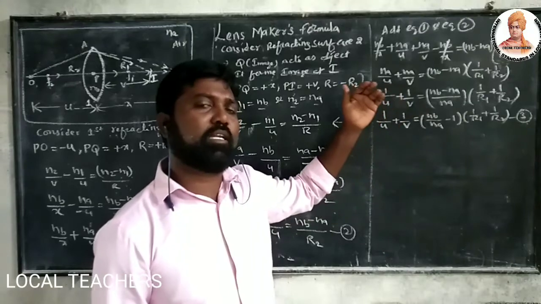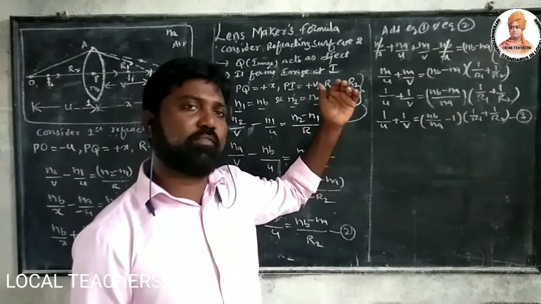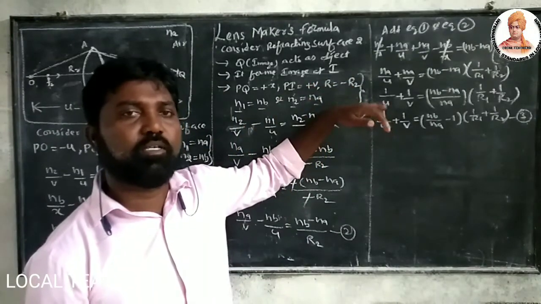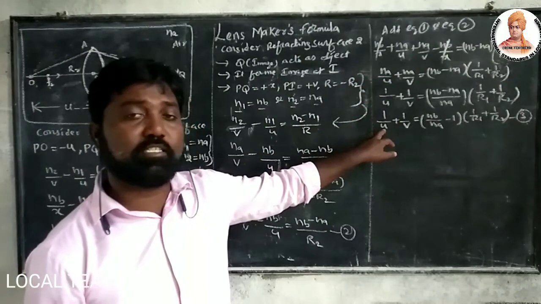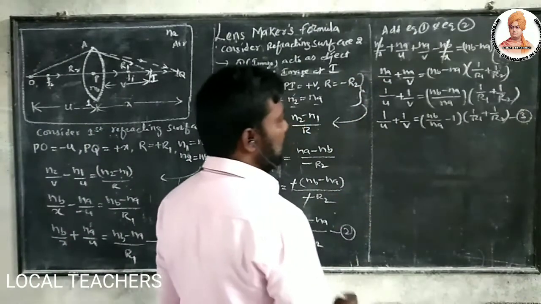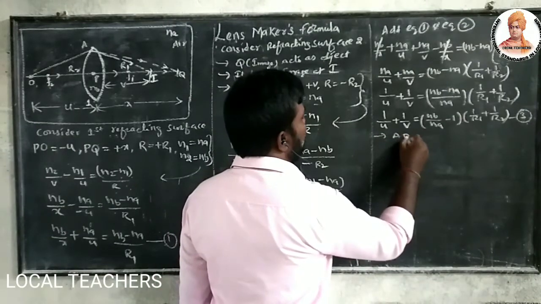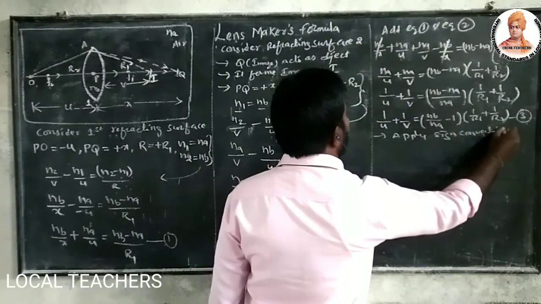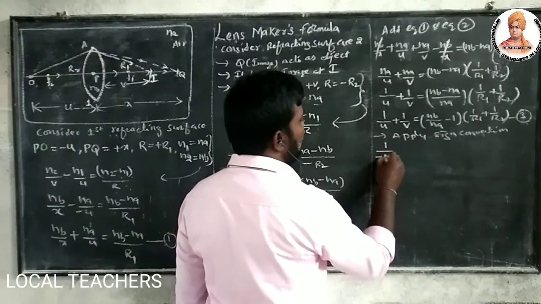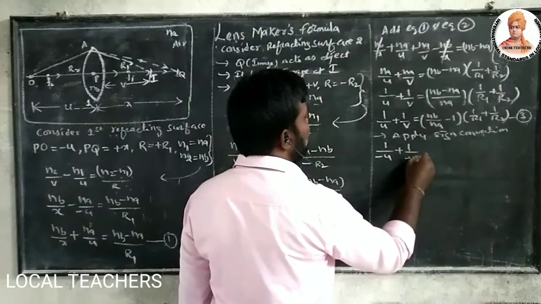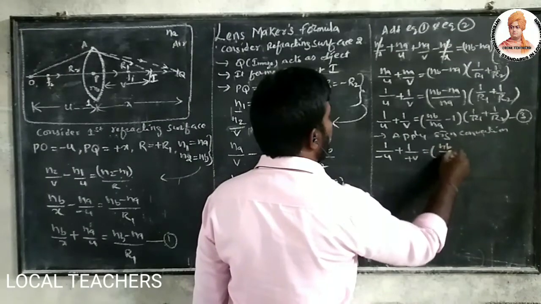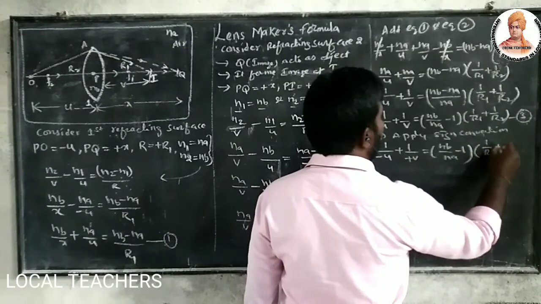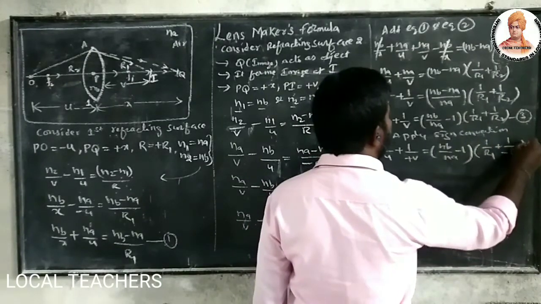So this equation 3 we got in a special case. The special case is that we considered the first one as refracting surface 1 and the second one as refracting surface 2. By that assumption we got this equation. This is the special case. In order to generalize this equation 3, apply sign convention for distances. So by applying sign convention we got here 1 by minus u plus 1 by plus v equals NB by NA minus 1 into 1 by R1 plus 1 by minus R2.